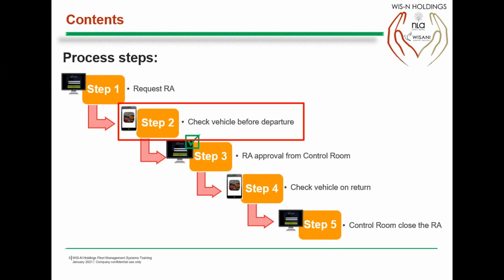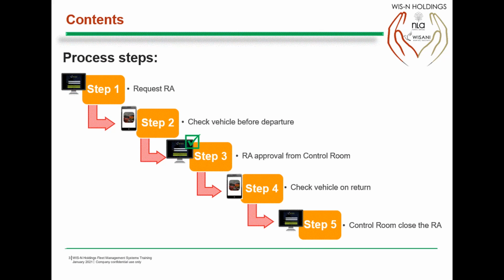The second step that you then need to do, the moment that you've requested the route authorization on the system, is to leave and go and check the vehicle. The way that you are going to do that is by using a cell phone with an app on it that will allow you to do the check. Again, this step will also be explained in another training video.